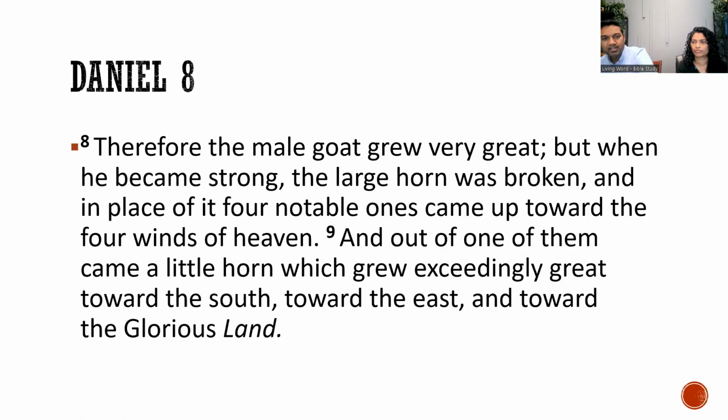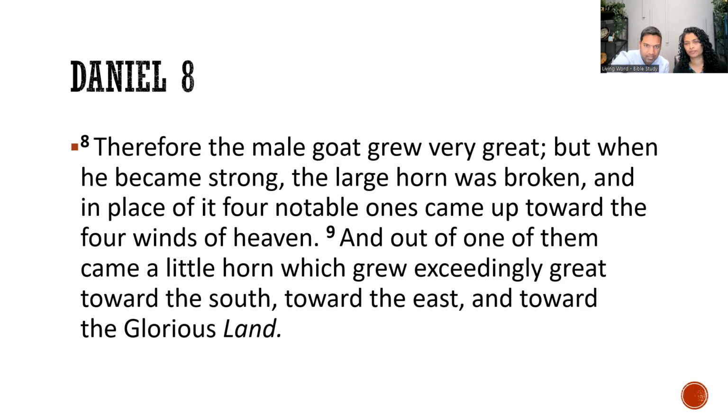And then what did it say? Out of one of them came a little horn which grew exceedingly great towards the south. Whenever we say out of them came one more, it means that is the next kingdom. After the Greeks, what is the next kingdom that came? In history, after the Greeks, who came? The Romans, right? That little horn represents Rome. It became exceedingly great towards the south, towards the east, and towards the glorious land. Wherever you see this word glorious land, holy land in the Bible, it always represents Jerusalem. Jerusalem, Palestine, Israel, that is the holy land, the glorious land.